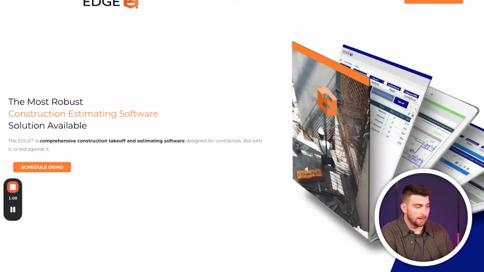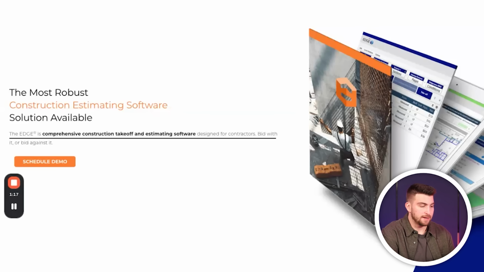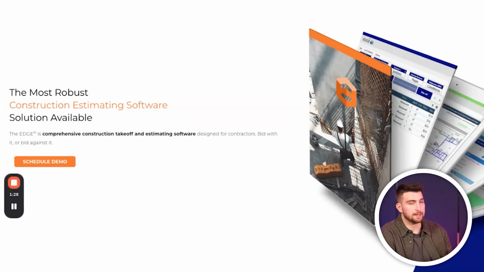When we look at the sub headline, it's kind of reiterating again what's being said in the top headline. So the Edge is a comprehensive construction takeoff and estimating software designed for contractors, bid with it or bid against it. So again, we're kind of reiterating what it is high level, but we're not really getting into any specifics and there's no real outcomes. Really the most action oriented thing in the sub headline is the bid against it text there, but I think we could be doing a lot better.